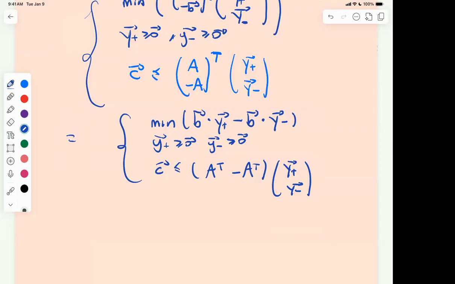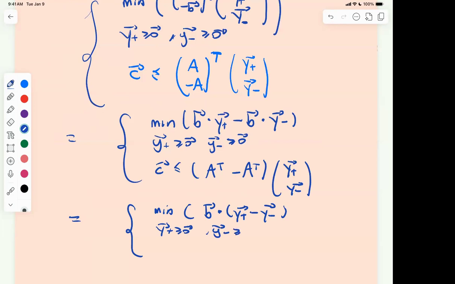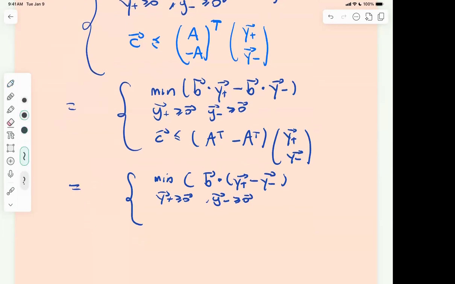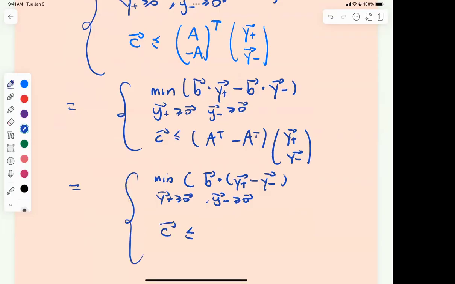Okay, so we're almost there. So you get the min. I don't know if you notice, but the vector b is present in both, so you can factor it out. So you get b times y plus minus y minus. And then if you do something similar here, you get A transpose times y plus minus A transpose times y minus. So you can factor out the A transpose. So you would get A transpose. Is that making sense?